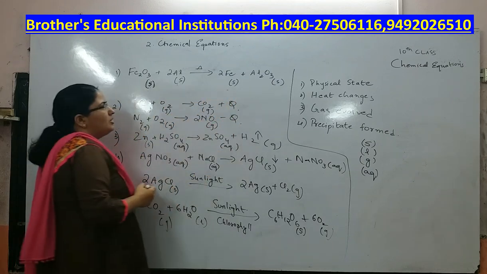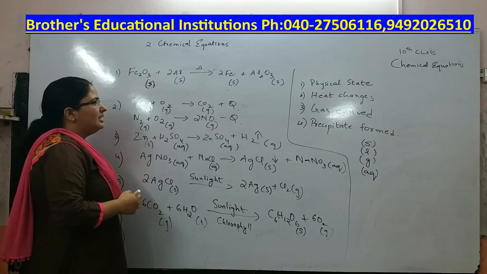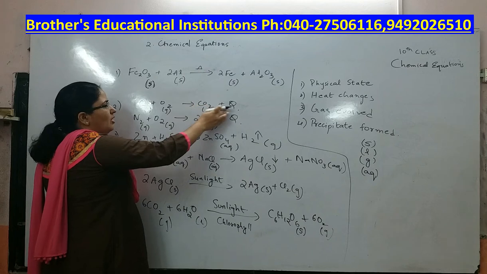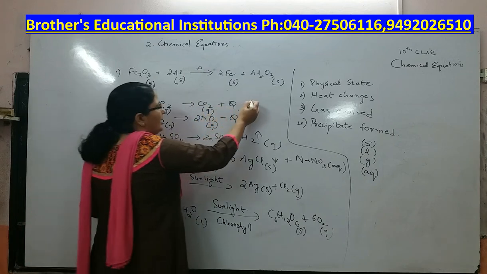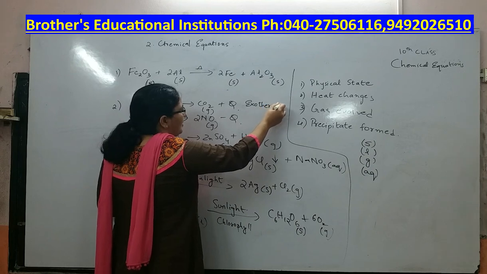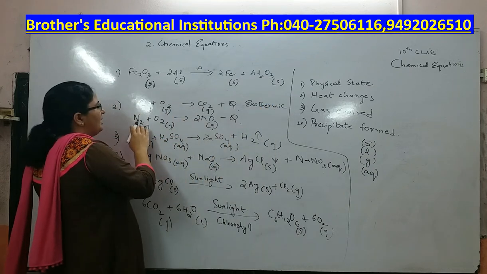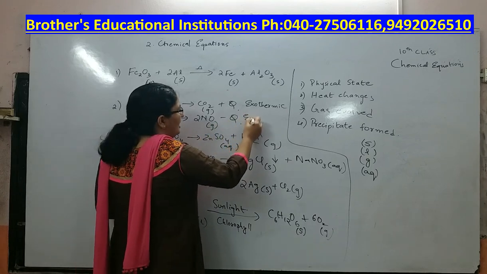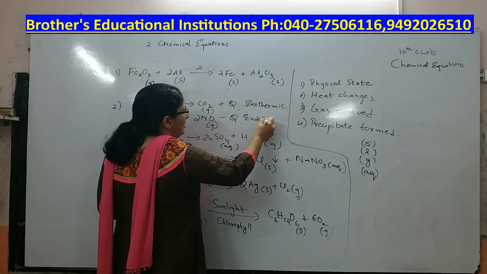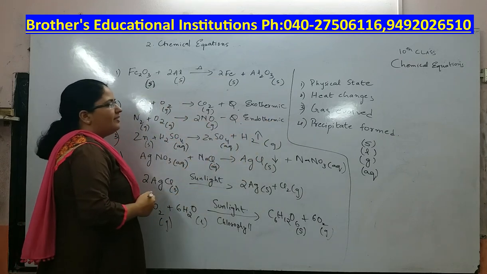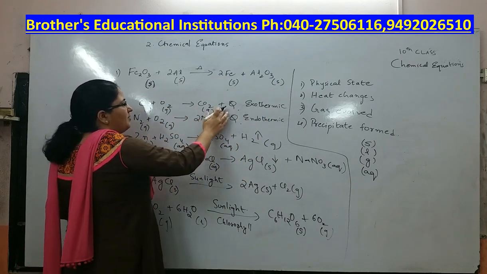Next, you can also mention the heat changes, like in the case of C plus O2 giving rise to CO2 along with some heat. This kind of reaction is called an exothermic reaction. And whenever N2 reacts with O2, heat is absorbed, then it is called an endothermic reaction. If it is an endothermic reaction, you write minus Q. If it is an exothermic reaction, you write plus Q.